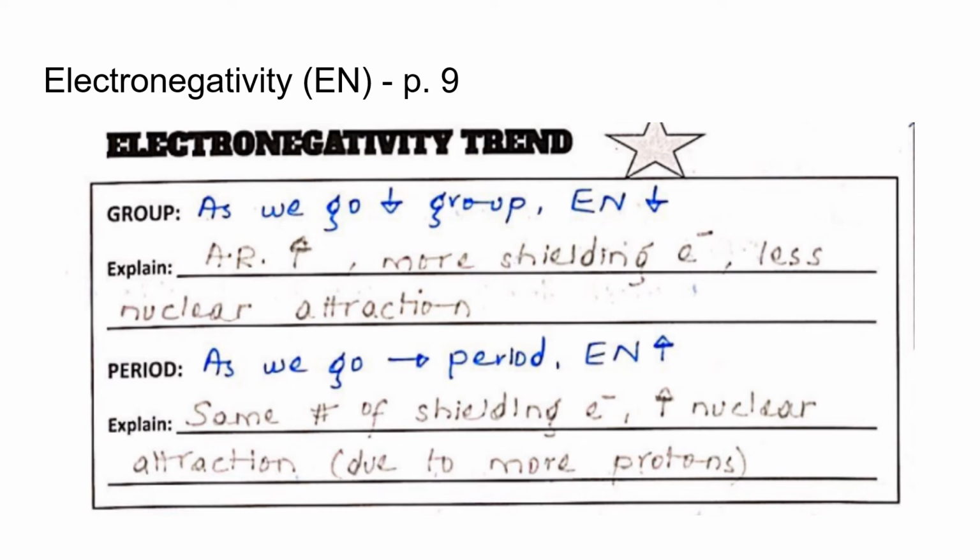However, as we go across the period, there is a lot of attraction from the nucleus, because we are adding more protons while keeping the same number of orbits. That increased nuclear attraction is what increases electronegativity, because the atom in general can attract the electrons from other atoms.